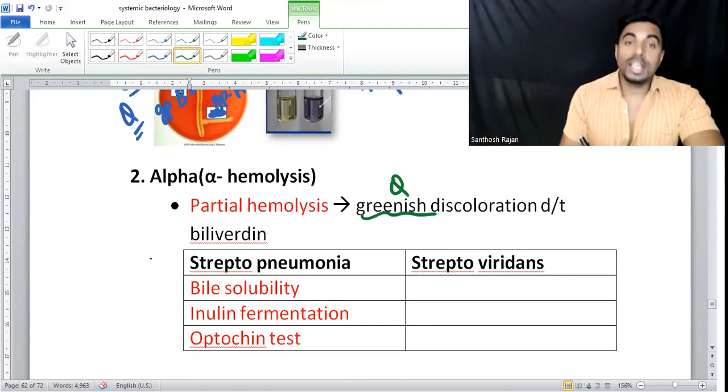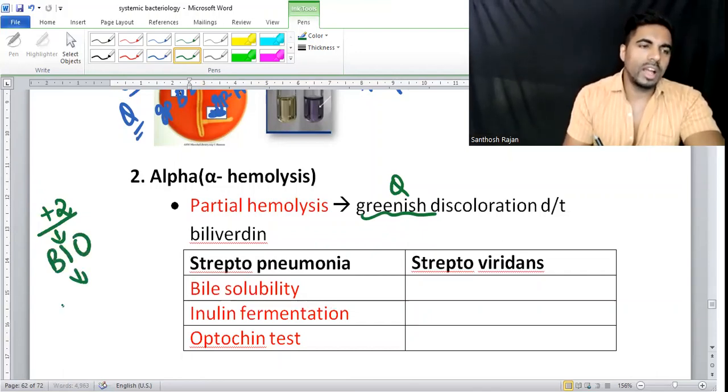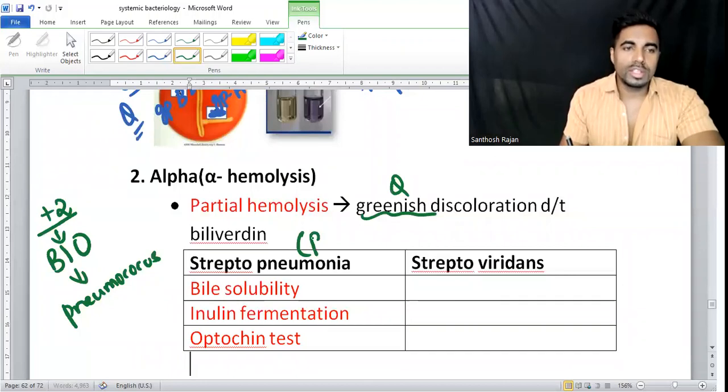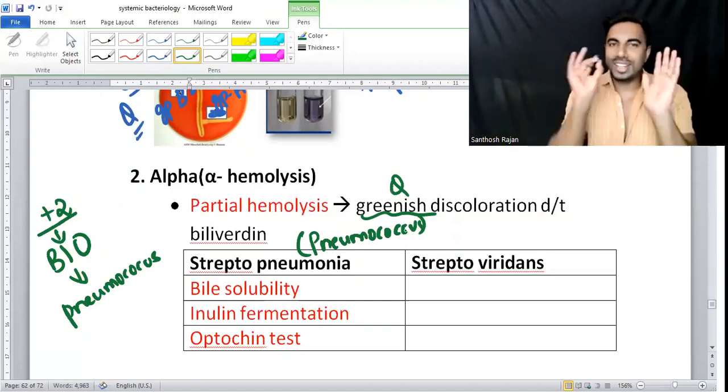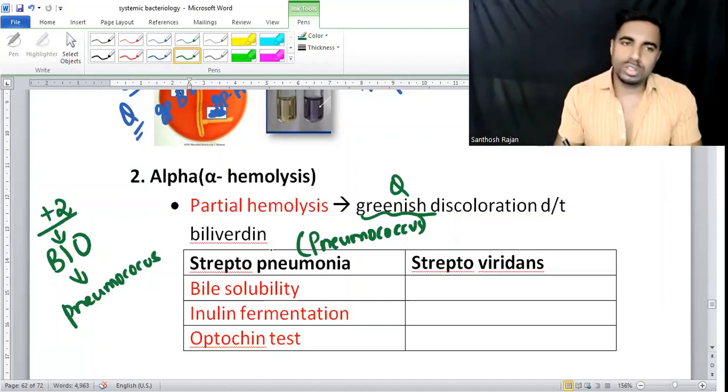Now, how to remember this? Pneumonia: you have to remember from your plus two, in school, in the science group, in bio group, what did you study? Pneumococcus. Streptococcus pneumoniae and pneumococcus are the same. Don't confuse them. They are the same. You better remember Streptococcus pneumoniae itself; most of the time they ask like that only.